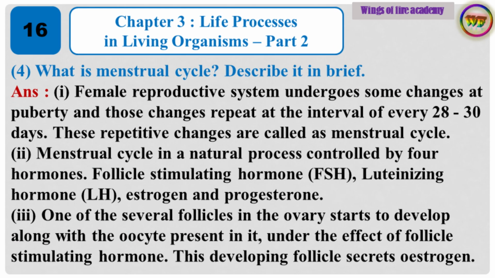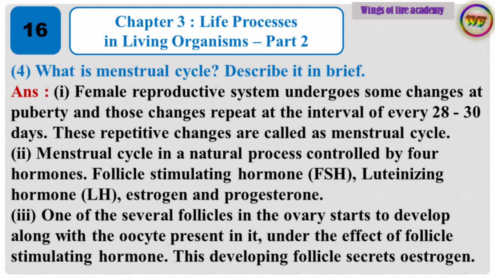Sub-question 4. What is menstrual cycle? Describe it in brief. Answer. Point 1. Female reproductive system undergoes some changes at puberty and those changes repeat at the interval of every 28 to 30 days. These repetitive changes are called as menstrual cycle. Point 2. Menstrual cycle is a natural process controlled by 4 hormones. Follicle stimulating hormone, FSH, luteinizing hormone, LH, estrogen and progesterone.